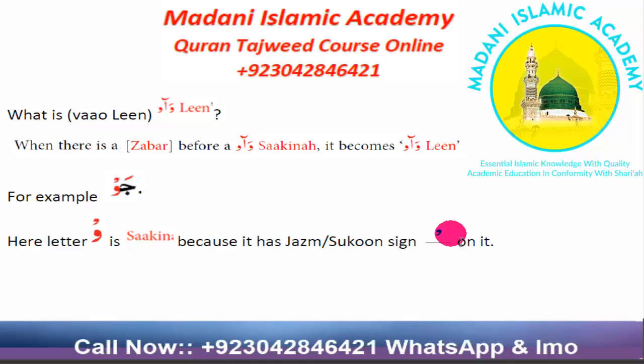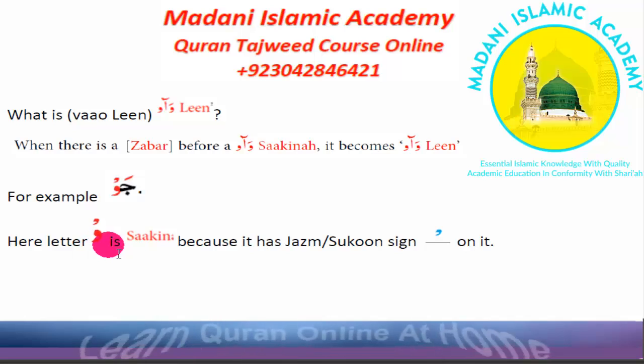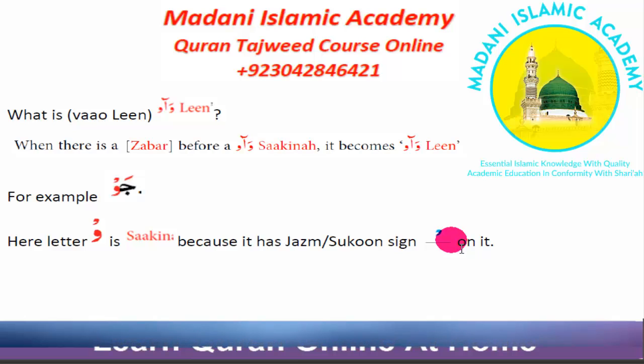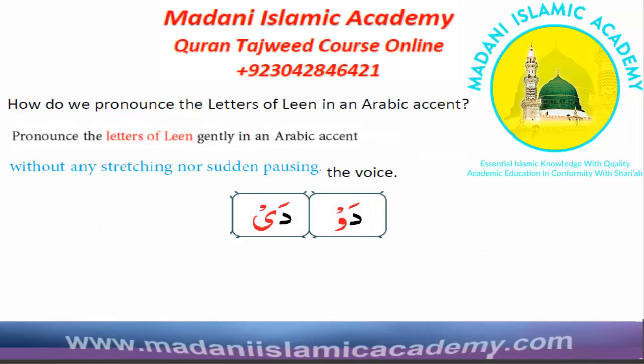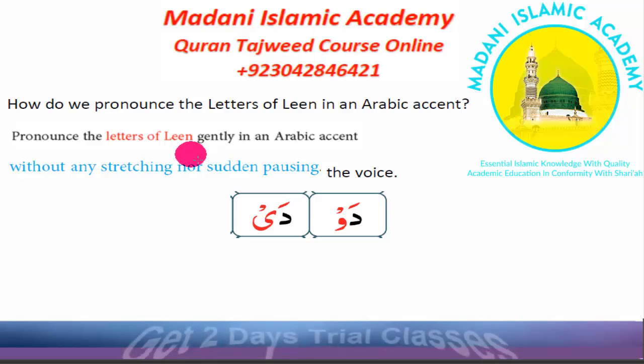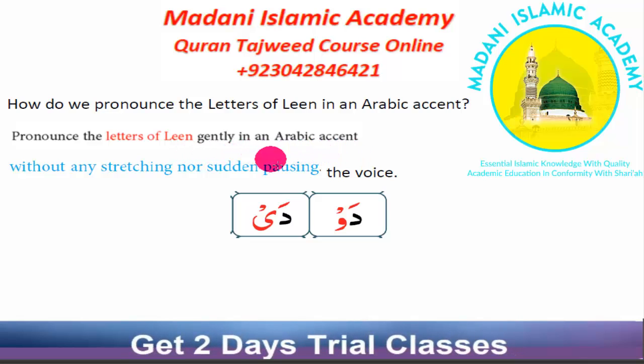Any letter which has this jazm sign or sukoon sign on it, that letter is called sakin letter. And this sukoon sign or jazm sign always placed above the letter or top of the letter. How do we pronounce the letters of Leen in an Arabic accent? Viewers, we pronounce the letters of Leen gently in an Arabic accent without any stretching nor sudden pausing the voice.